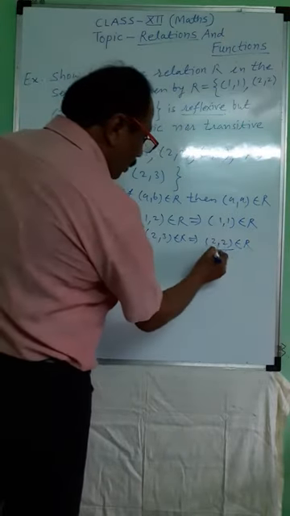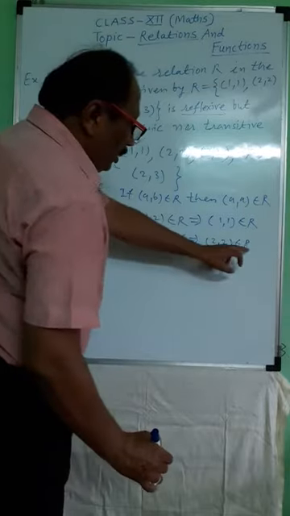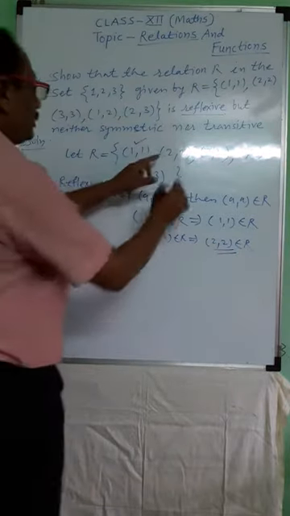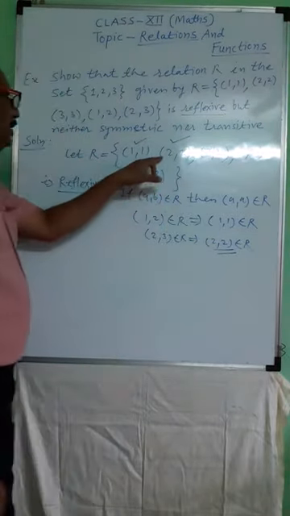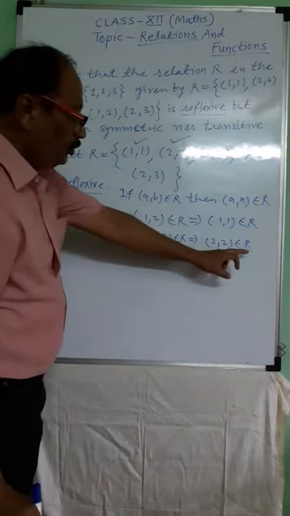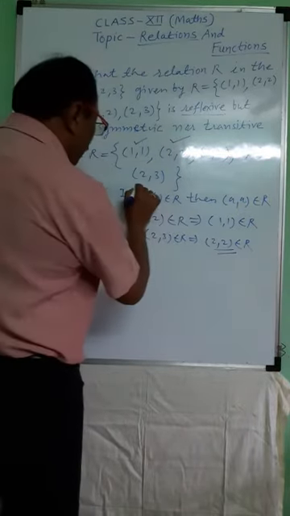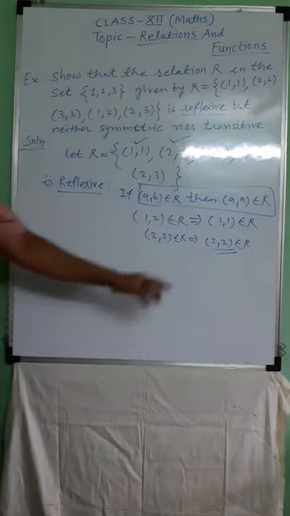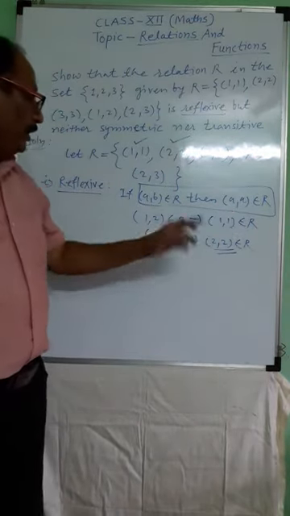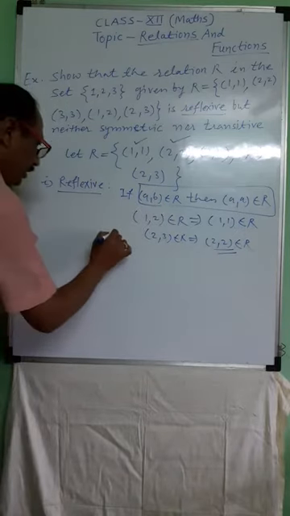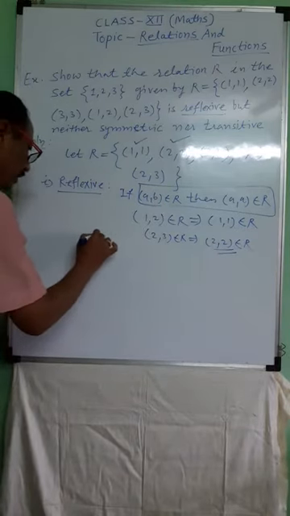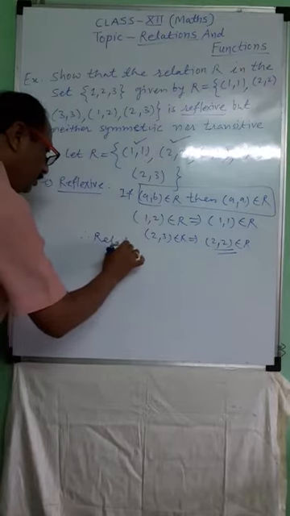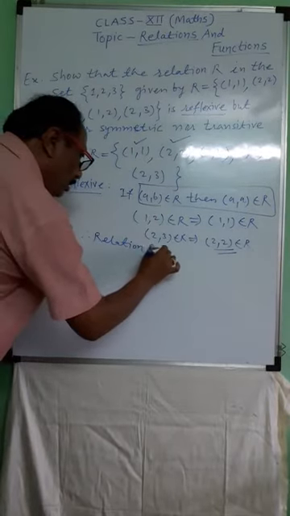Does (2,2) belong to R? Is (2,2) present in the set R? Yes, it is here. Therefore (2,2) also belongs to R. It means the condition, if (a,b) belongs to R then (a,a) should belong to R, is verified. Therefore the relation R is reflexive.